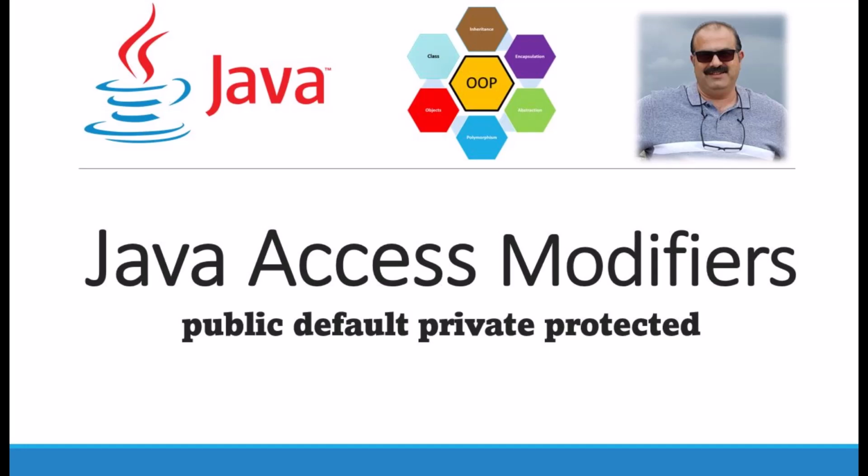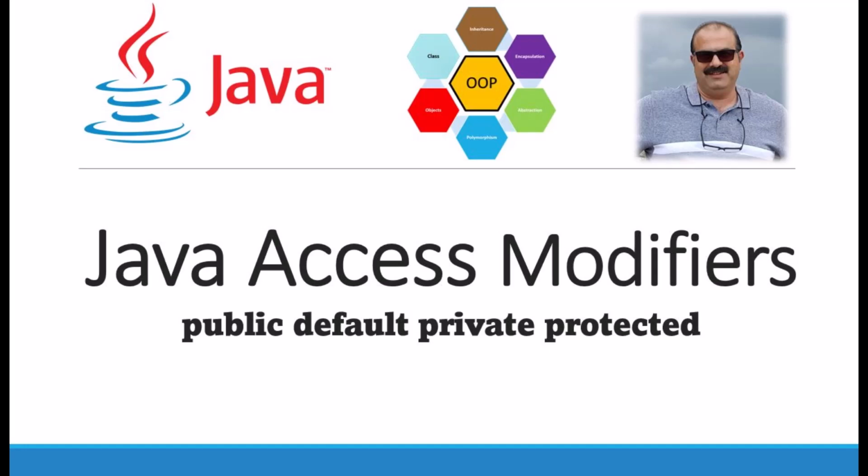Default is when you give nothing. If you leave it without public, without protected, without private, we call it default. Public when you specify the word public. Private when you specify the word private. Protected when you write protected. I did not say anything about protected because it's not explainable at this stage.